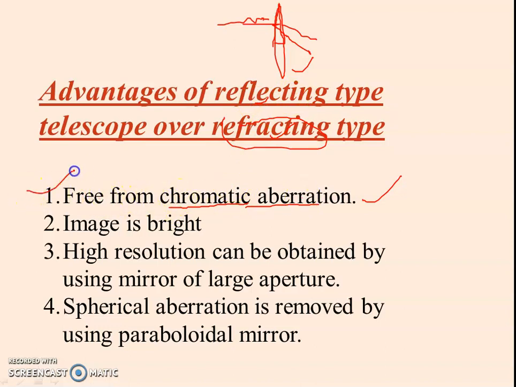So it is free from chromatic aberration. Number 2, the image is bright. Actually, reflecting type telescope may be of large diameter. If it is large diameter, its gathering power is more, or it can gather more rays than the refracting type telescope. So the image will be bright.